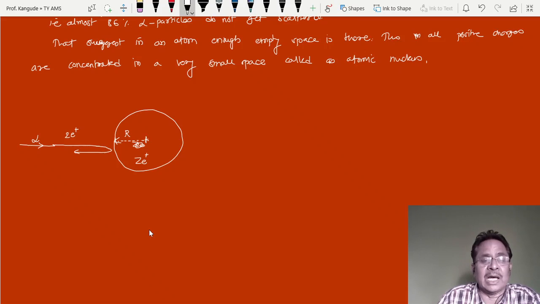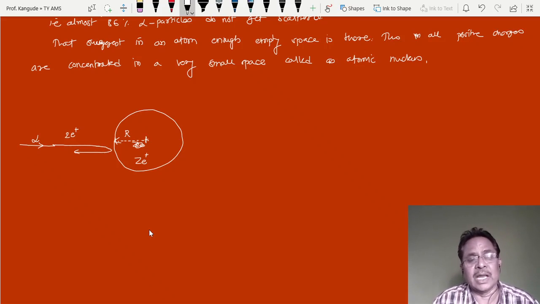If energy is very large, then this alpha particle can reach very close to the nucleus. If energy is very small, then this alpha particle will go back from here. Sometimes it will go back from here. Because of these positive charges and this positive charge, there will be net repulsion.